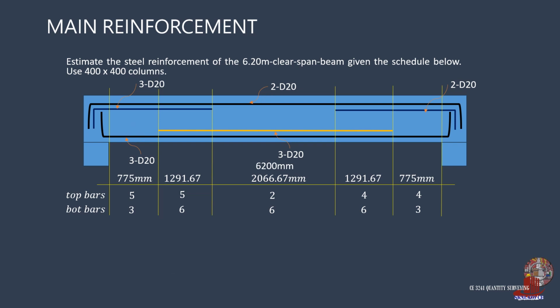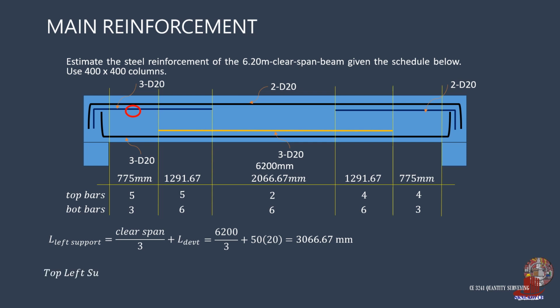Next is the top left support. From the plan, it was identified that there are 3 D20 bars with the length measured as a third of the clear span plus 1 development length. That is a third of 6,200 mm plus 50D, which results to 3,066.67 millimeters. Thus, the top left support bars can be written as 3 pieces of D20 RSB by 3.07 meters.